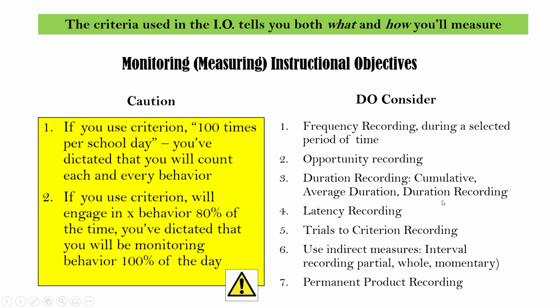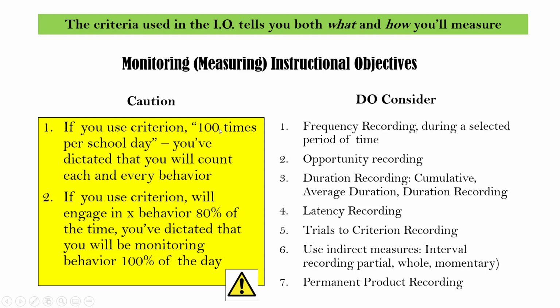Just a word of caution for you guys. Make sure that whatever data collection system you use and whatever criterion you decide on, that you can actually practically implement and measure that behavior. So if you have the criterion of 100 times per school day, that means that you are watching the kid the whole school day and you count each and every instance of the behavior. If you can't do that, then you don't need, this is an example of event recording.